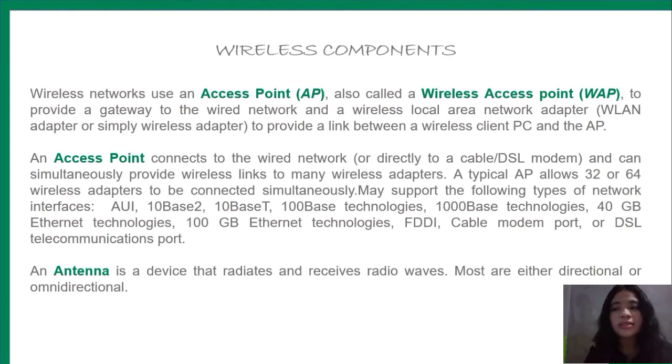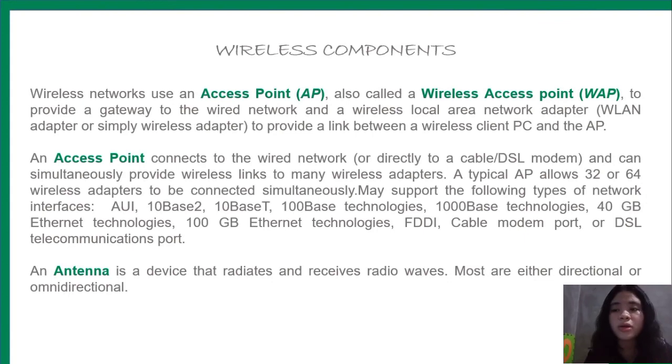An access point connects to the wired network and can simultaneously provide wireless links to many wireless adapters. A typical AP allows 32 or 64 wireless adapters to be connected simultaneously. May support the following types of network interfaces: AUI, 10 base 2, 10 base T, 100 base technologies, 1000 base technologies, 40 GB Ethernet technologies, 100 GB Ethernet technologies, FDDI, cable modem port or DSL telecommunications port.